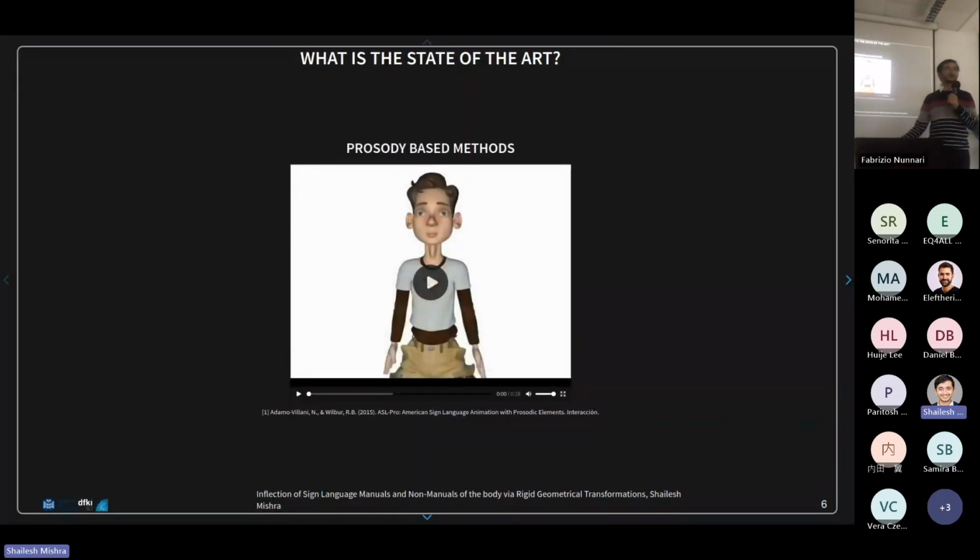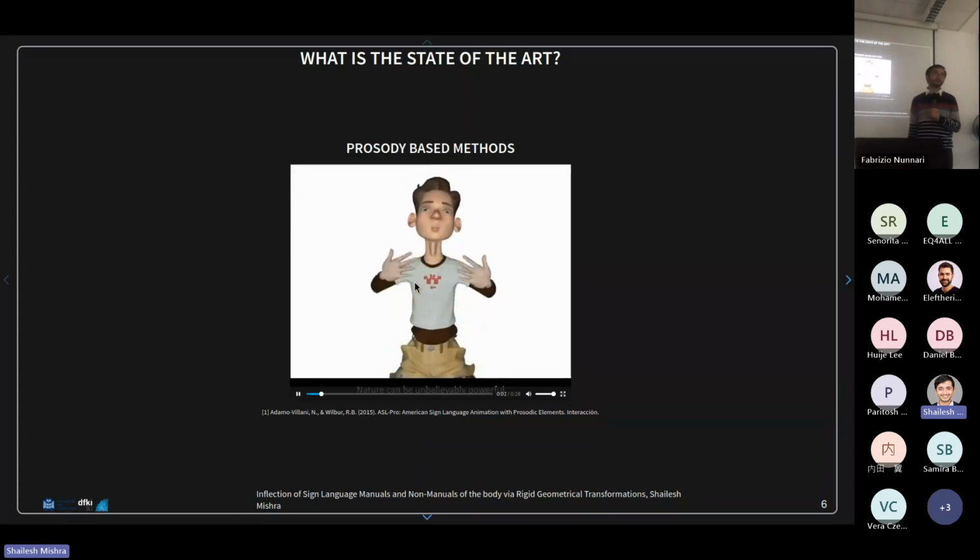Next, we have these prosody-based methods where you insert timing information into the sign language. Like how we speak, we have pauses, we have commas, we have elongated vowels. These prosody-based methods also input that kind of timing information into the signing animation. And just by inserting this timing information, the animation feels more natural.